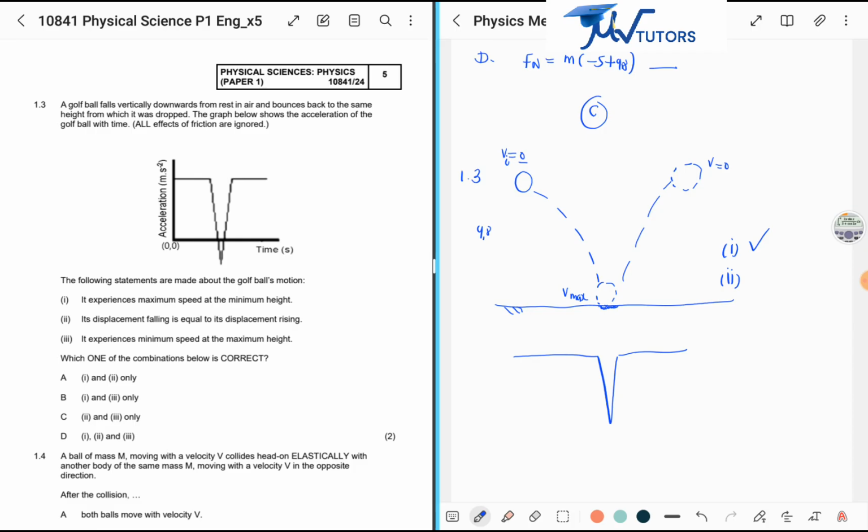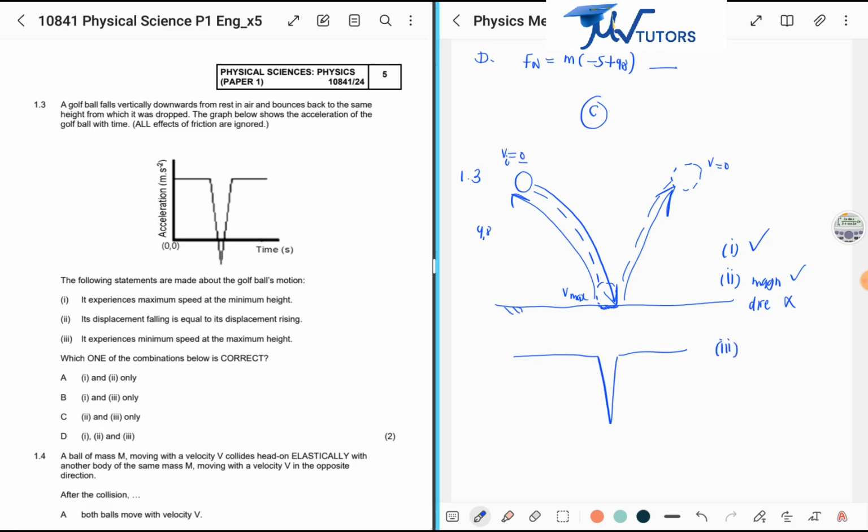But here we need to be careful. Displacement, remember, consists of magnitude as well as direction. So in terms of magnitude, yes, that's true. But in terms of direction, no, it doesn't go back to the same direction. It didn't bounce here and then go back there. It went in the opposite direction. So direction, no. So option 2 is not correct.